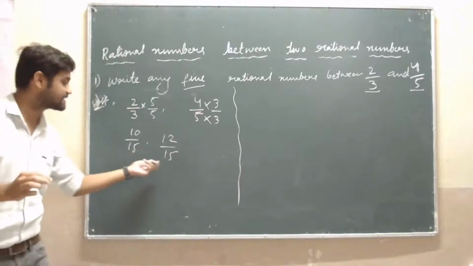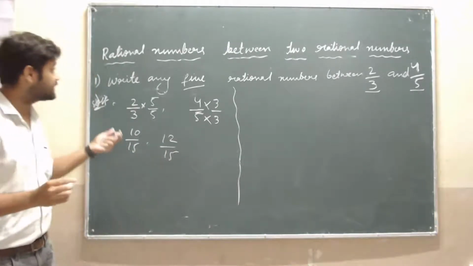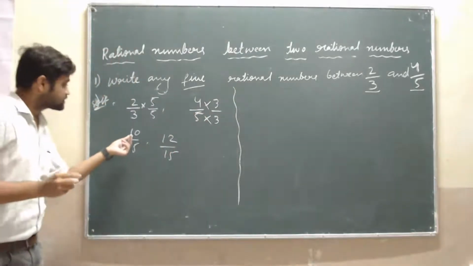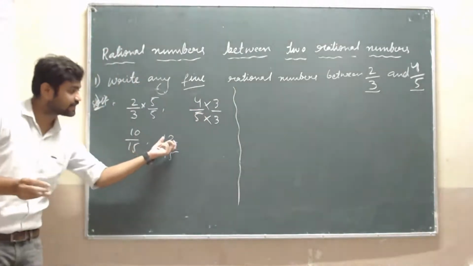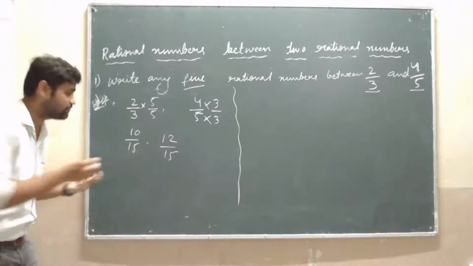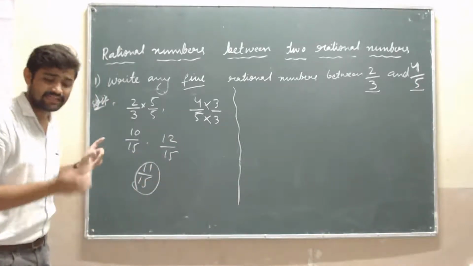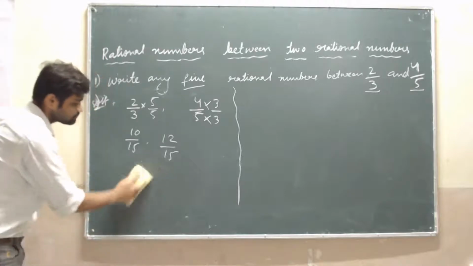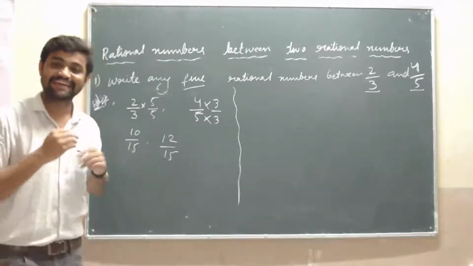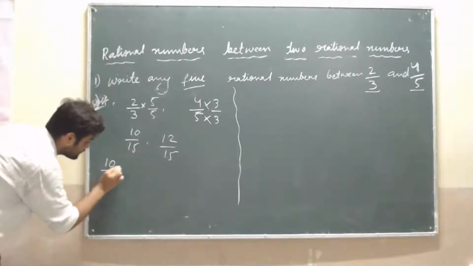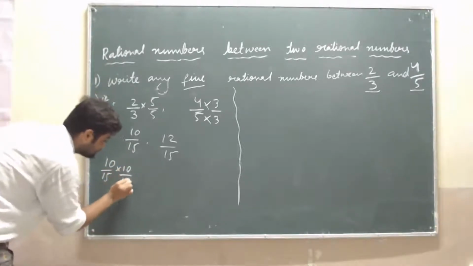Here both the denominators are same. Then what is the question here? Write any 5 rational numbers. Okay, sir, between 10 by 15 and 12 by 15 we have only 11 by 15. One there. What to do for the others? So multiply and divide by 10. Okay, simple. 10 by 15 is there. Multiply and divide by 10.